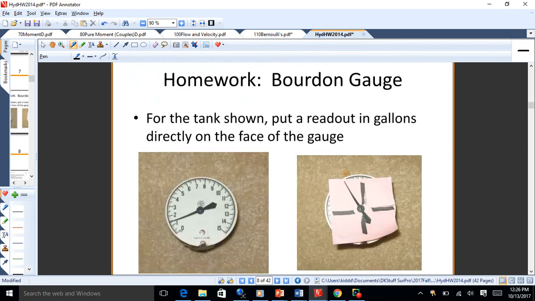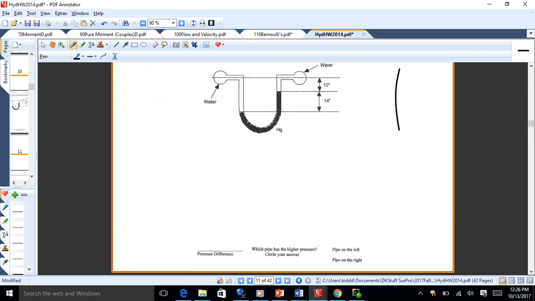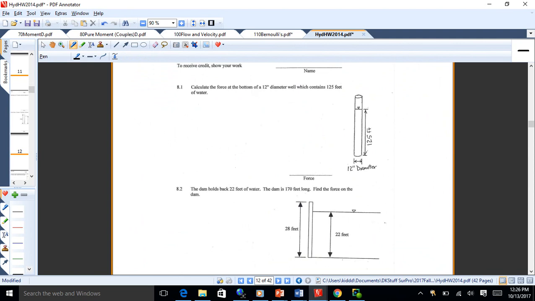So let's have a look at some of these other ones then, if you'd like, in chapter 8. So this is the stuff that's due on Monday. There we go. Calculate the force at the bottom of a 12-inch diameter well, which contains 125 feet of water. Y'all okay with that? I would just find the volume of that, and then based on the volume, find the weight. Keep in mind that the weight is the force.